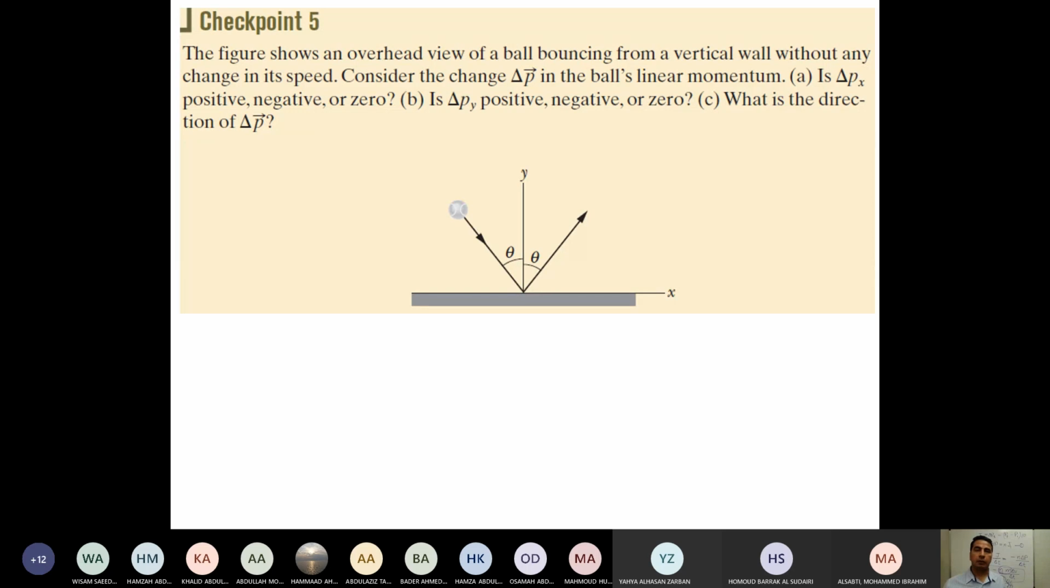Okay. So in this, answer part number A. Is delta Px positive, negative, or 0 in this case? It's positive? Is it positive? 0. Okay. Yes, it is 0.